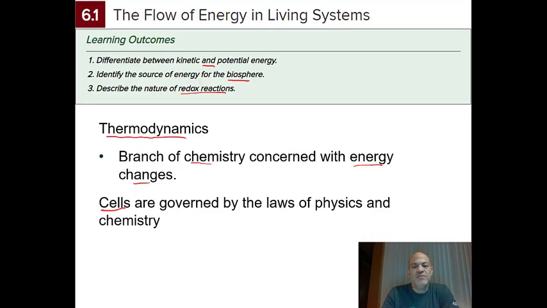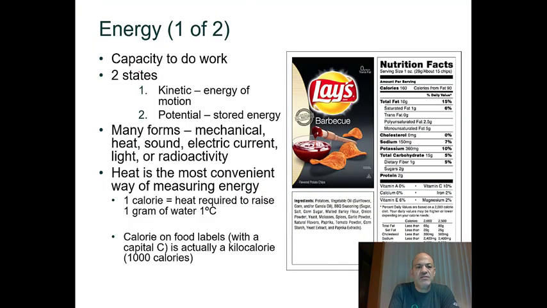So let's define energy here. Energy is the ability or the capacity to do work. There's two states of energy. We've probably heard them before in our science courses. So there's kinetic energy, which is the energy of motion, moving parts, and then there's potential energy, which would be energy stored that could be used to do work.